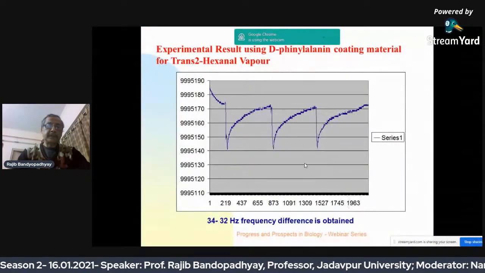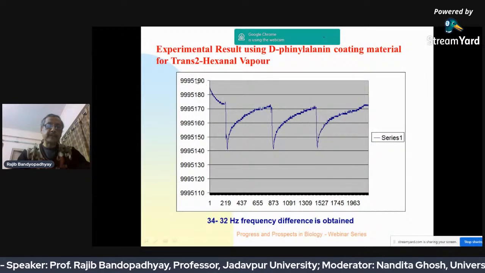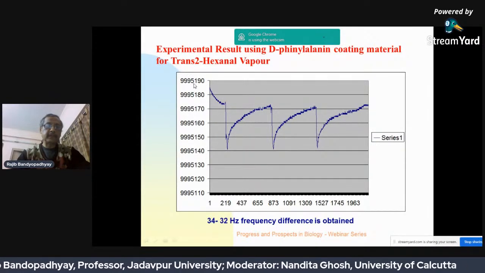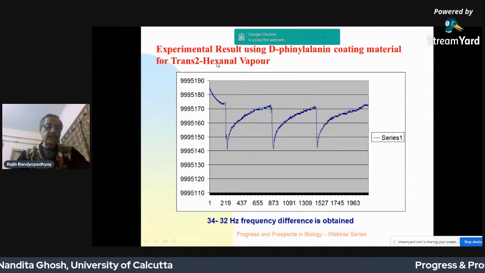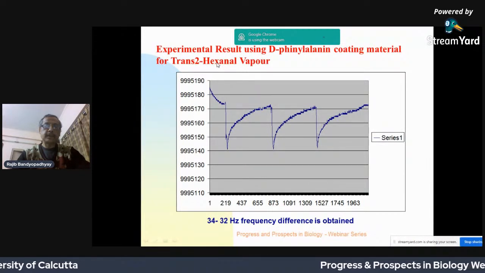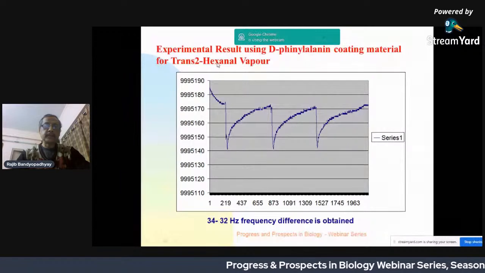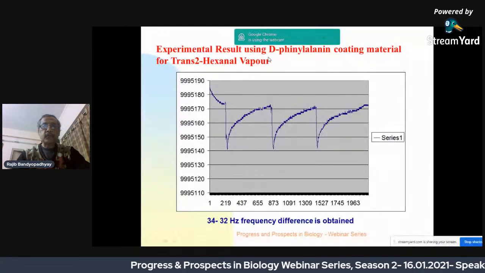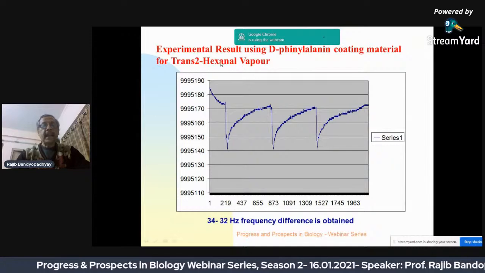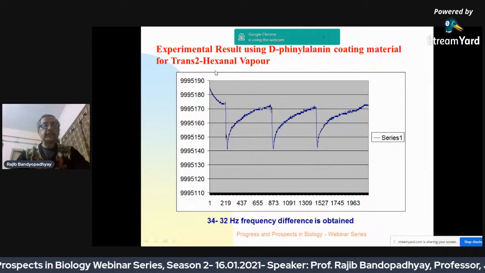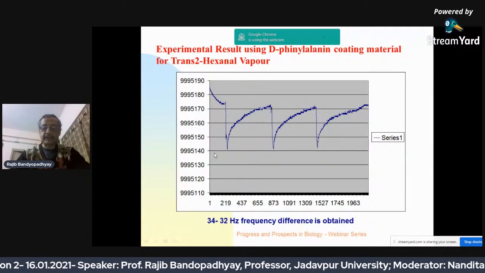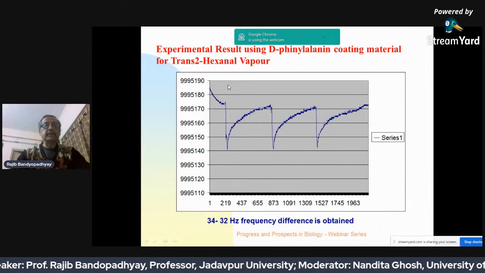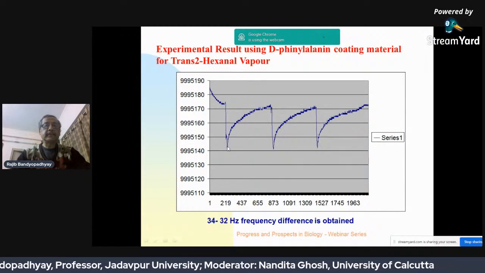Now you see, when this particular sensor is exposed, the initial frequency is roughly 10 megahertz. We use the 10 megahertz crystal, and trans-2-hexenal vapor is one compound which is responsible for the quality of tea. When we expose the sensor, which is coated with diphenylamine, there is a frequency shift of around 30 to 40 hertz. So if the trans-2-hexenal is more, then the drift will be more.